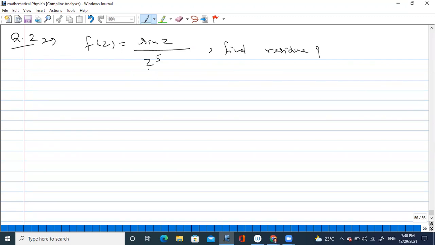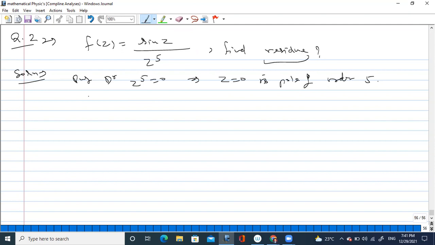Okay, first of all, if I want to ask you what is the pole here and of which order, can anybody tell? Put the denominator z to the power 5 equal to 0. So z equal to 0 is a pole of order 5. Simple. Okay, but this is not my question. My question is to find out the residue.